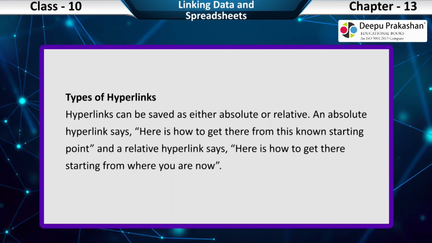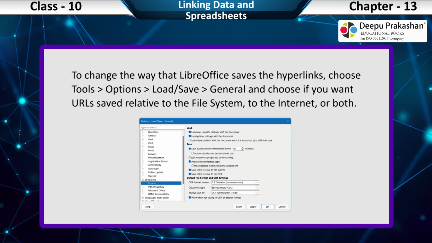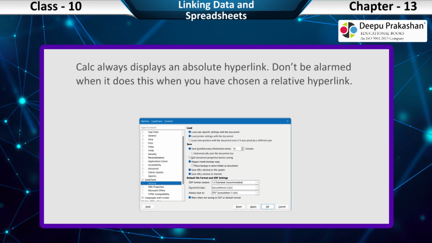Types of hyperlinks. Hyperlinks can be saved as either absolute or relative. An absolute hyperlink says, "Here is how to get there from this known starting point," and a relative hyperlink says, "Here is how to get there starting from where you are now." To change the way that LibreOffice saves the hyperlinks, choose Tools, Options, Load/Save, General, and choose if you want URLs saved relative to the file system, to the Internet, or both. Calc always displays an absolute hyperlink. Don't be alarmed when it does this when you have chosen a relative hyperlink.